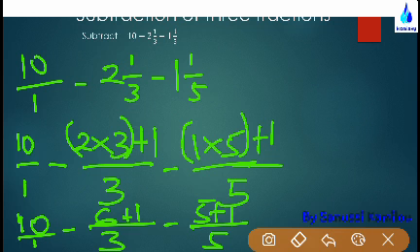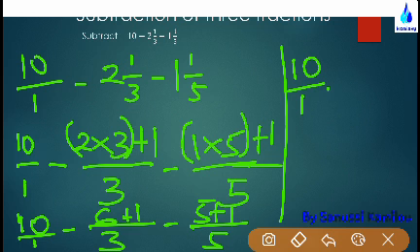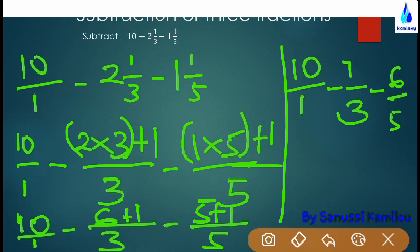Are you there? So I wish we could continue over here. Then we are having 10 over 1 minus 6 plus 1, which gives us 7. Very good. 7 over 3 minus 5 plus 1, which gives us 6. So we are having 6 over 5. Now that we have improper fractions and they are unlike, meaning they don't have the same denominators, what do we do? We must look for the LCM.